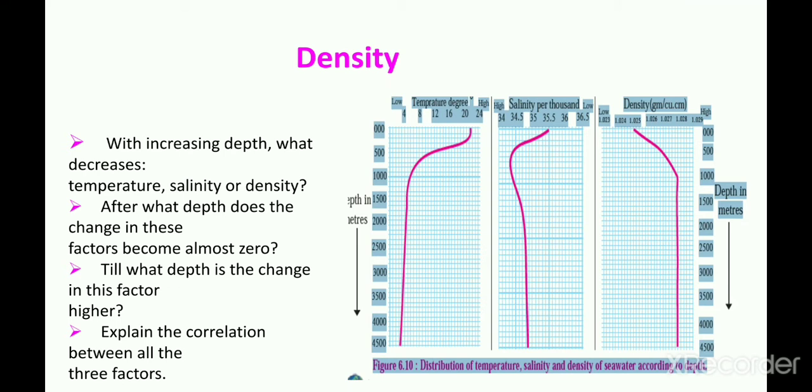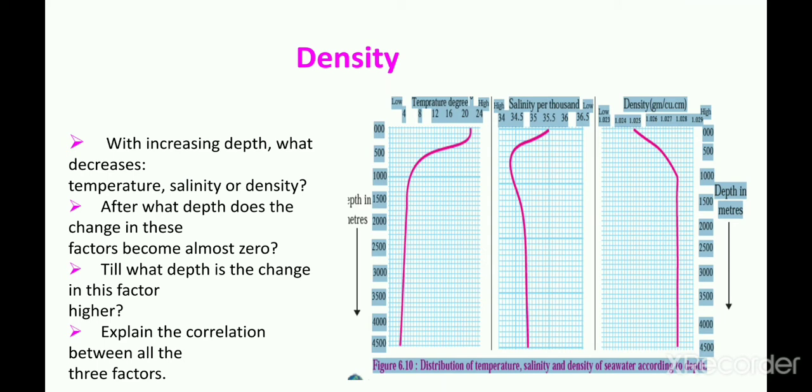The next question: till what depth is the change in these factors higher? You can see that up to 500-meter depth, which is the surface water, the variation in the change of temperature, salinity and density is high.